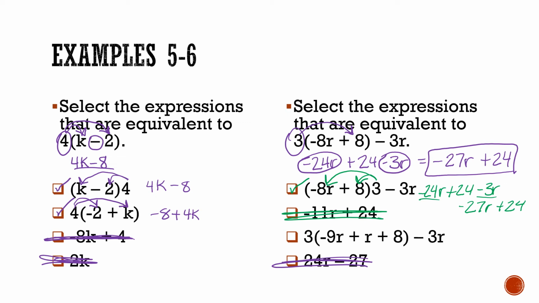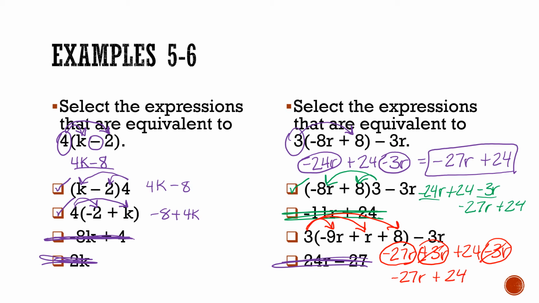In this third one, we will need to distribute the 3. So 3 times negative 9r is negative 27r. 3 times r is 3r. And 3 times 8 is 24. And then minus 3r. So we're going to combine our like terms here. And we do have 3 of them this time. However, 3r minus 3r gives you 0. So those really just cancel out and leave you with negative 27r plus 24, which is another correct answer. So the first one and the third one were the correct answers.